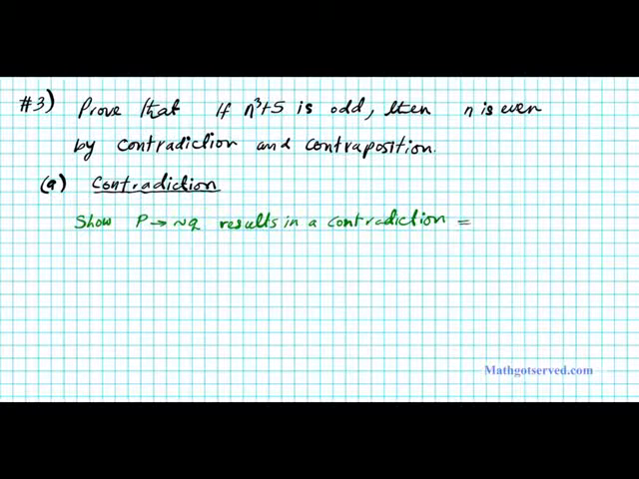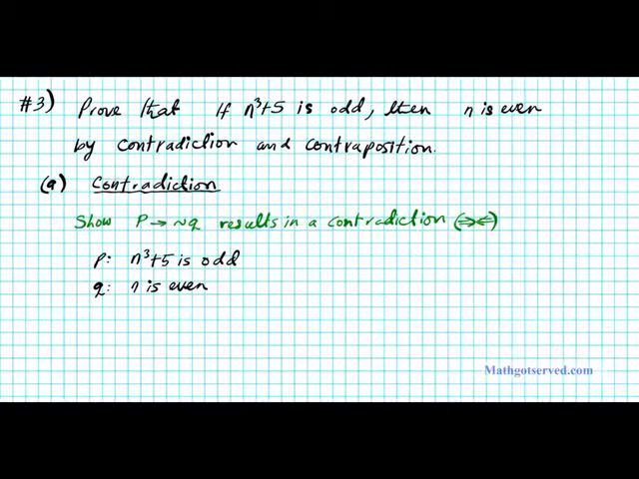Okay, so if it results in a contradiction, then that means that P implies Q is true. So that's the whole idea behind proof by contradiction. All right, so in this problem, the hypothesis is P. So P is n to the third plus 5 is odd. And then Q is our conclusion, which is n is even.